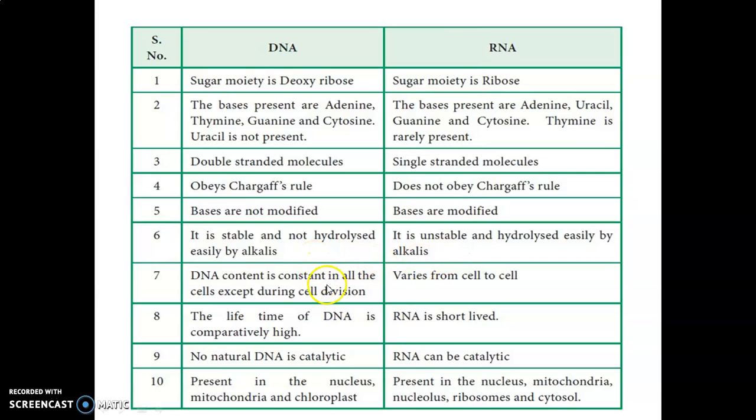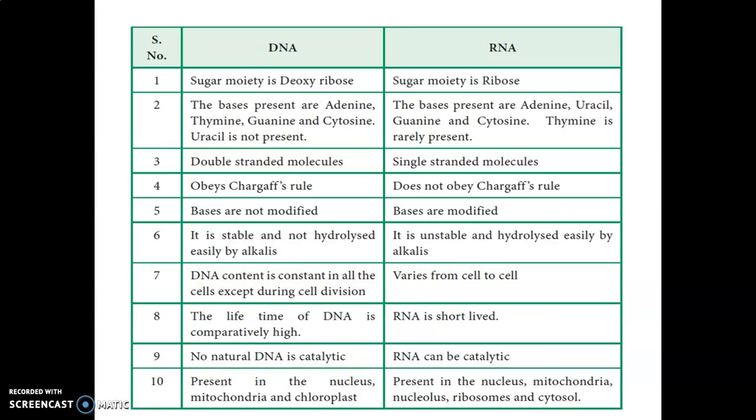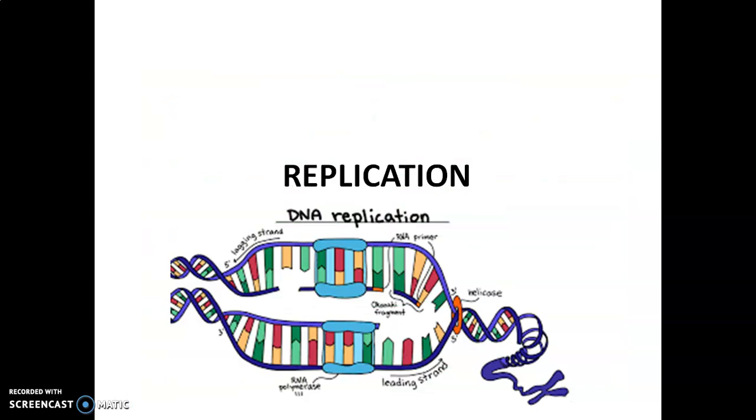DNA content is constant in all the cells except during cell division. Here it varies from cell to cell. The lifespan of DNA is comparatively high. Here RNA is short-lived. No natural DNA is catalytic, but RNA can be catalytic. DNA is present in the nucleus, mitochondria, chloroplast. RNA is present in the nucleus, mitochondria, nucleolus, ribosome and cytosol. Okay, so that's the difference between DNA and RNA.